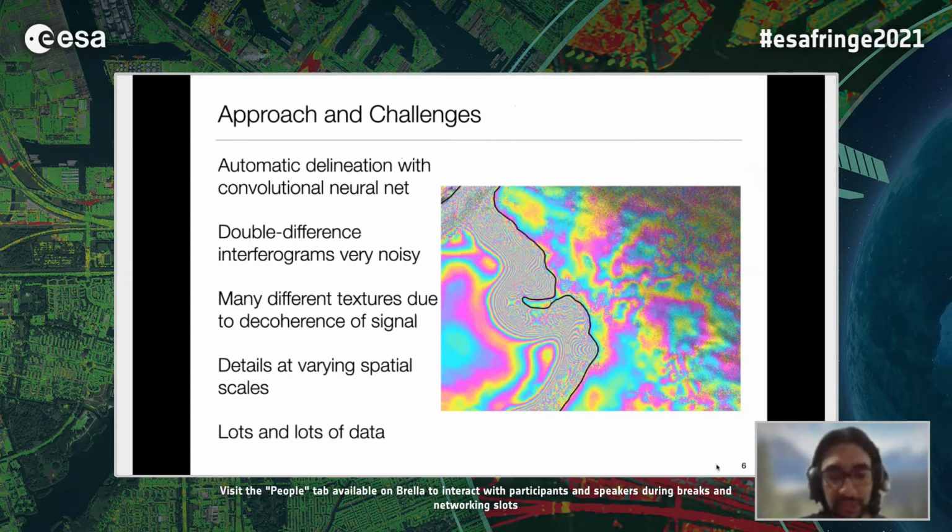So based on some of the past work that we did with calving fronts, we extended our work to produce an automated pipeline for using convolutional neural networks to map the grounding line position. Double difference interferograms are particularly noisy, and there are many different textures. If you look at the sample image, you can imagine there are the small scale textures of the actual grounding zone, and the coherence of the signal.